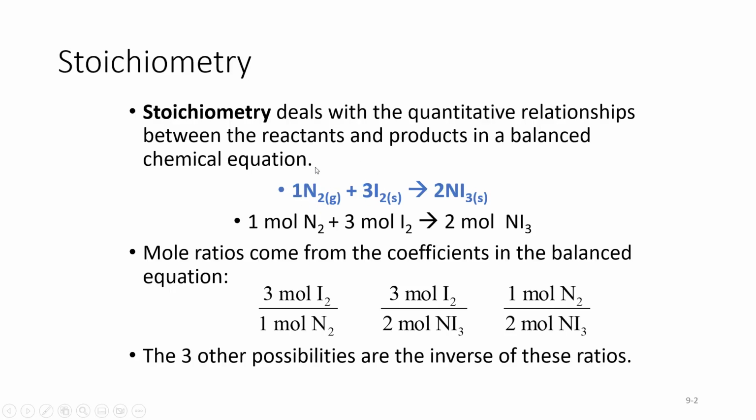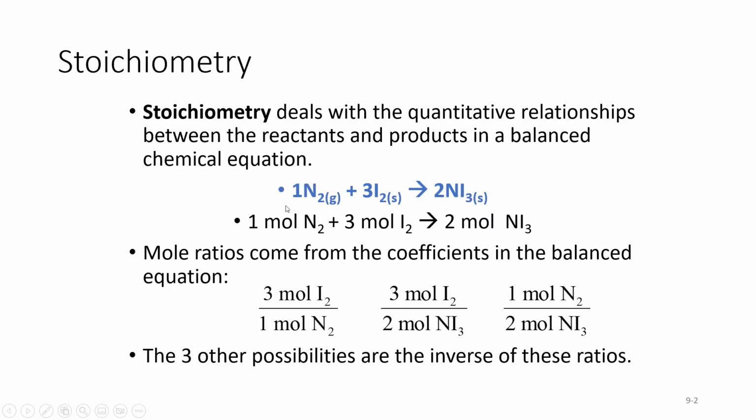So on this side of the arrow, we have 2 nitrogen. On this side of the arrow, we have 2 nitrogen. On this side, we have 2 times 3 gives us 6 iodine. And on this side, we have 2 times 3 gives us 6 iodine. So this is a balanced chemical equation.